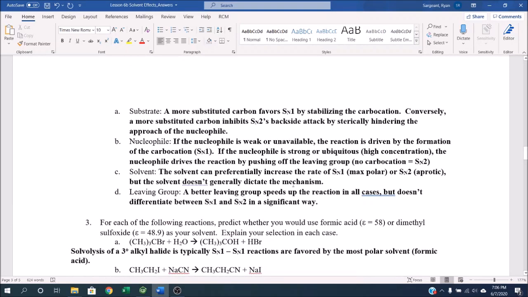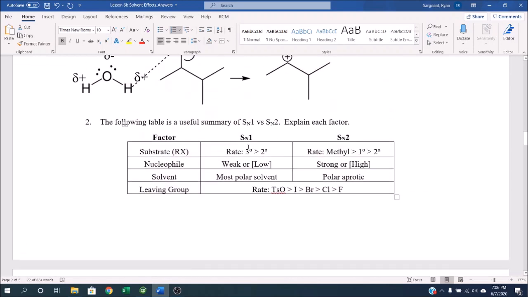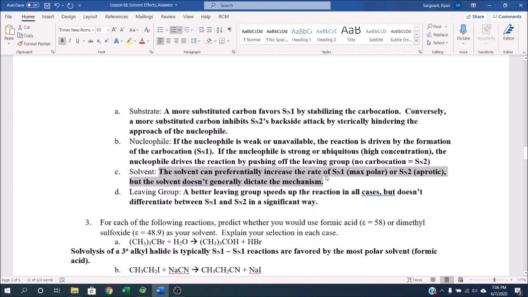Before I move on, I think I didn't walk you through these words that I have written here. The solvent, so we look here at this table. For an SN1 versus an SN2 reaction, the solvent can preferentially increase the rate of an SN1 reaction if you go with the maximum polar solvent, or it can make an SN2 reaction faster if you choose the aprotic solvent. But you can't add a high polarity solvent to what would normally be an SN2 reaction and expect it to switch the mechanism. Solvents aren't powerful enough to typically switch your mechanisms in the examples that I'm going to give you.